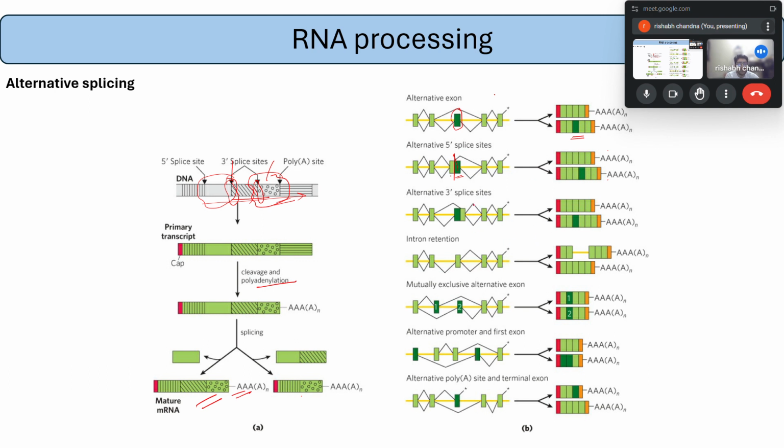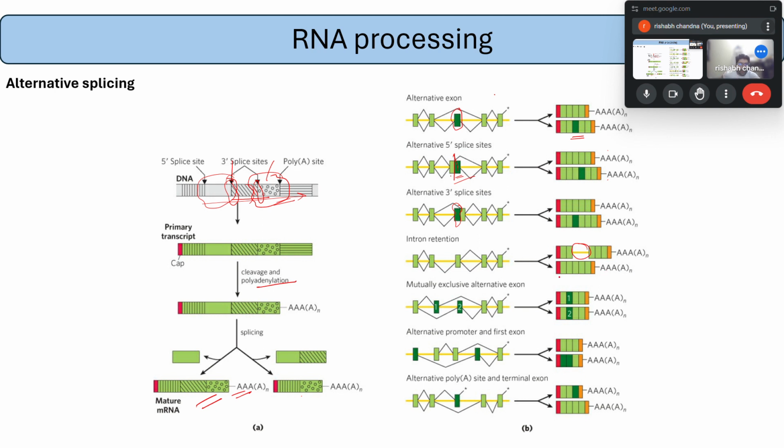Then we have 3' splice sites, similar to 5' splice sites. In one exon, we have two 3' splice sites, leading to the distribution of one exon in either of the two transcripts. Then sometimes intron retention is also there, leading to more complexity of the protein involved in a particular process. So in one of the transcripts, the intron will be retained, and in the other, no intron will be retained.